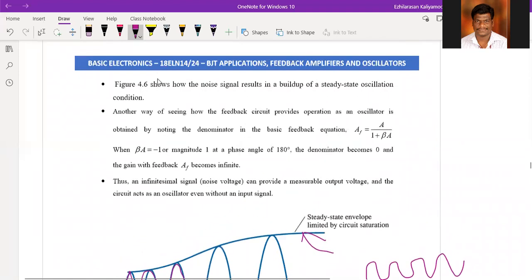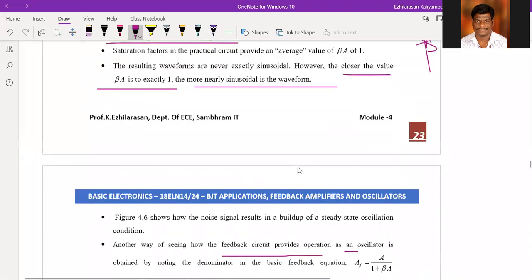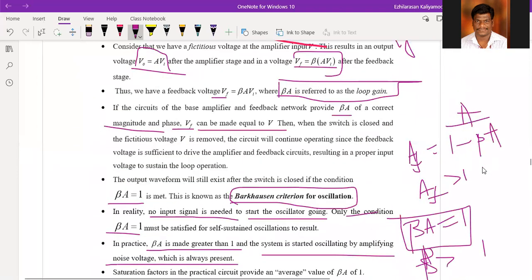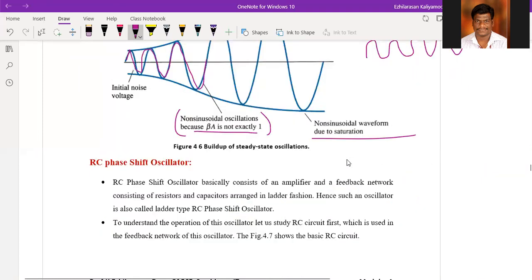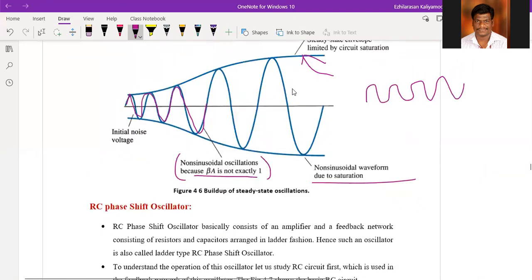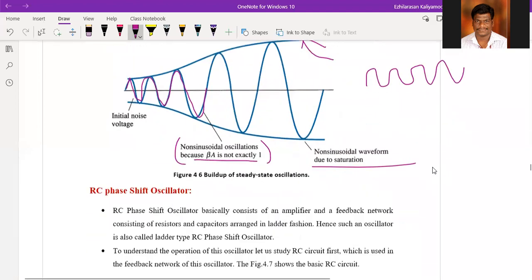Sometimes we may see another way of looking at how the feedback circuit provides oscillation, which is what I said earlier: beta A is equal to -1. Here A_f is equal to A by 1 plus beta A. Substitute beta A equal to -1, or -1 at phase angle 180 degrees. Then the denominator becomes 0, and the gain becomes infinite. So this is the non-sinusoidal waveform due to saturation. We can also call this a damped oscillation sometimes.